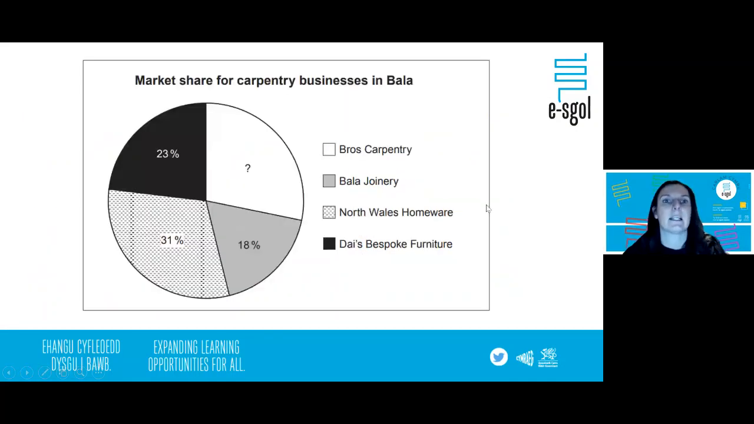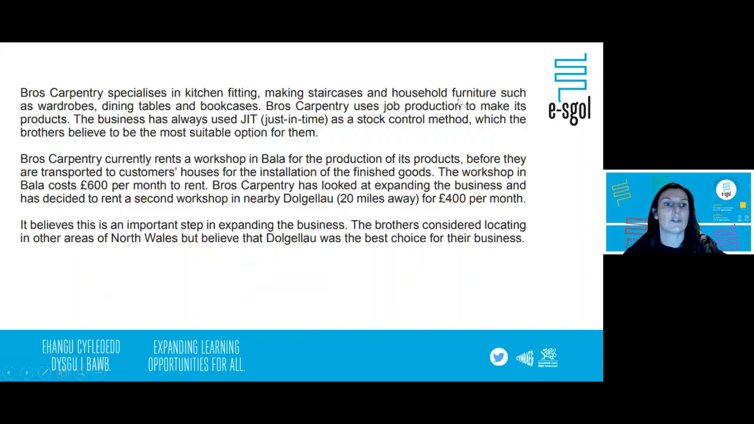Bros Carpentry specialises in kitchen fitting, making staircases and household furniture such as wardrobes, dining tables and bookcases. Bros Carpentry just uses job production for its products. The business has also used the just-in-time stock control method, which they believe to be the most suitable option for them. Bros Carpentry currently rents a workshop in Bala for the production of its products before they are transported to customers' houses for the installation of the finished goods. The workshop in Bala costs £600 per month to rent. Bros Carpentry has looked at expanding the business and has decided to rent a second workshop in nearby Dolgellau, 20 miles away, for £400 a month.